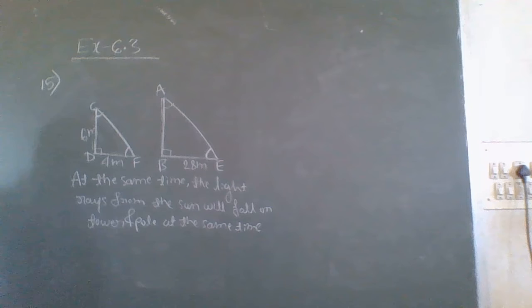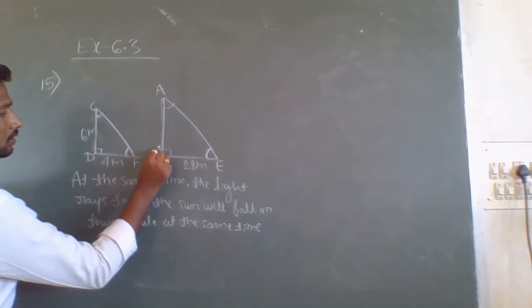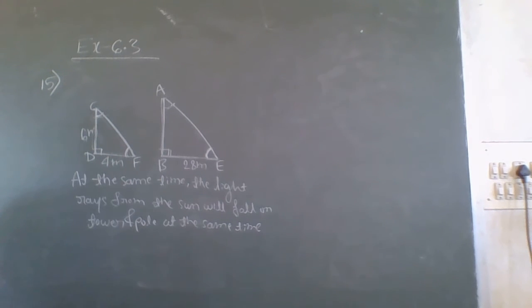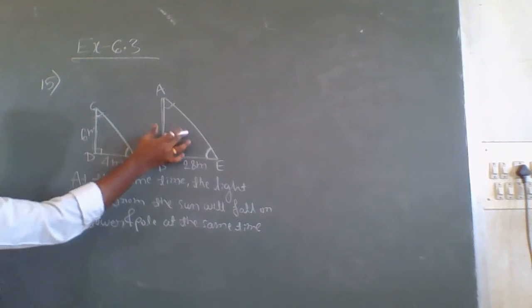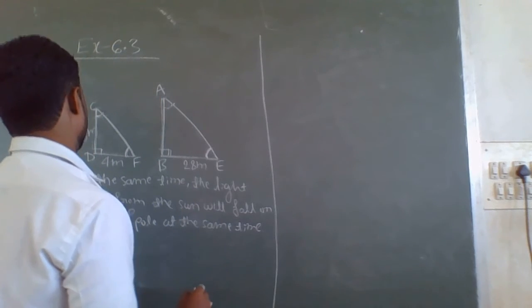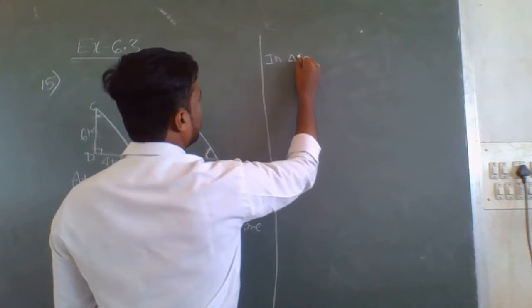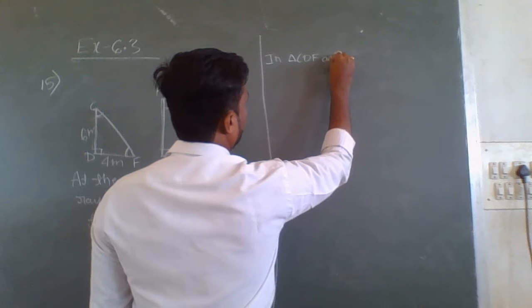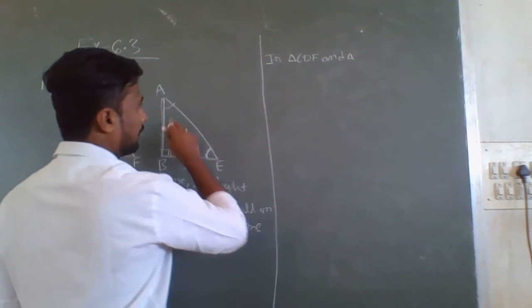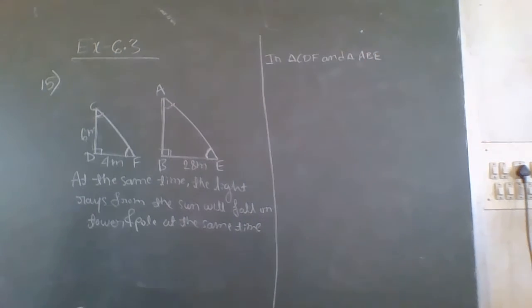So first, what we will do? We will prove these two triangles are similar by using these three angles. Now we know these two angles are equal and these two angles are equal and these two angles are 90 degree only. So now by using these three angles we can prove that these two triangles are similar. So here in triangle CDF and triangle ABE, what we can write here?